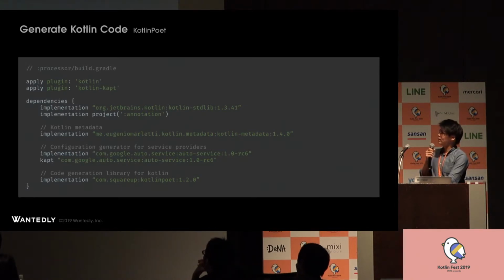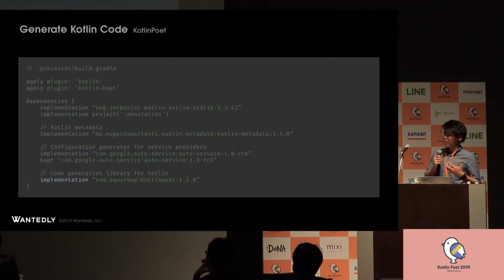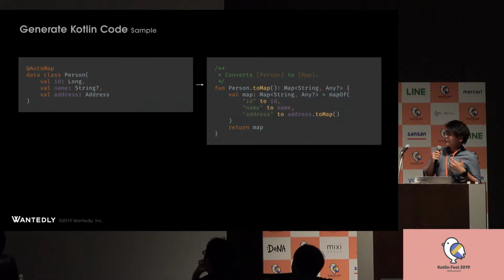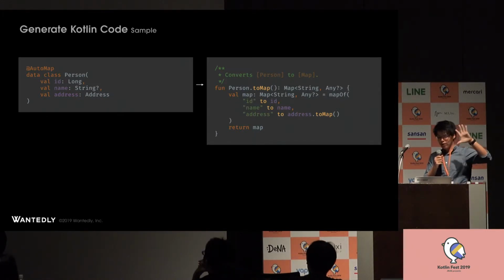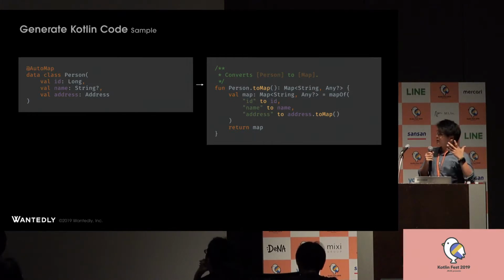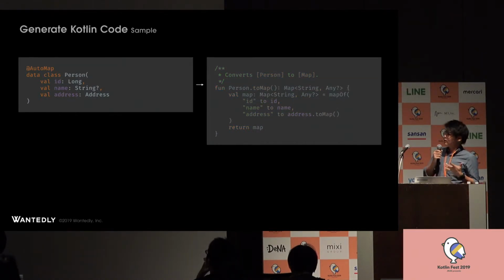We can add the dependency to KotlinPoet into our processor module's dependencies block, just like a normal library. But based on my experience, I find it easier to use KotlinPoet if we know what the code looks like at the end and work from the innermost block to the outermost block of the code. So let's take a look again at the function that is supposed to be generated by KotlinPoet. Here we have a class Person that is annotated with AutoMap annotation.